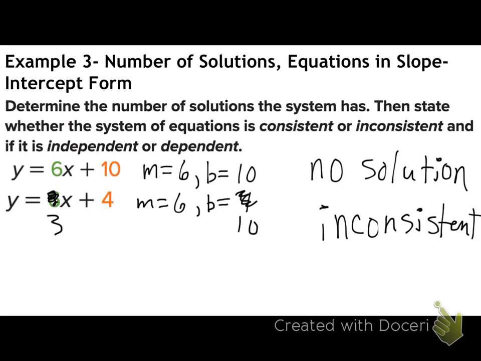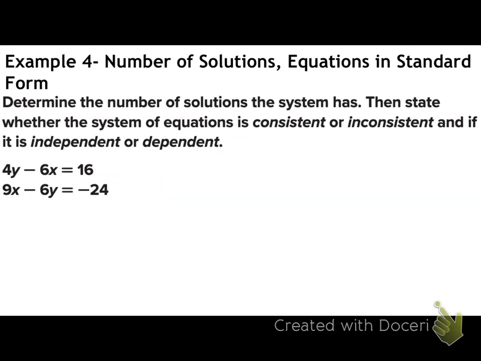I believe example 4 is very similar to the one we just did, except what do you notice about the equations? Yeah, we have to solve for y. They are not in slope-intercept form. So I've got to go ahead and get them to slope-intercept form, in order to easily identify the slope and the y-intercept. Okay?